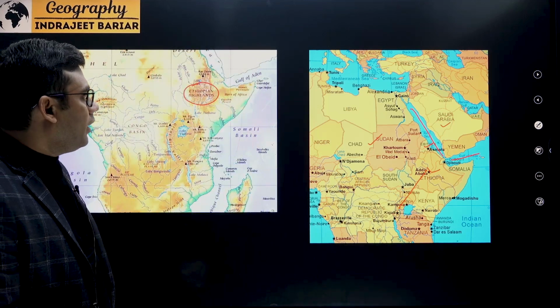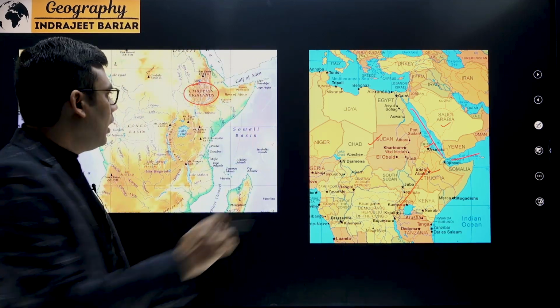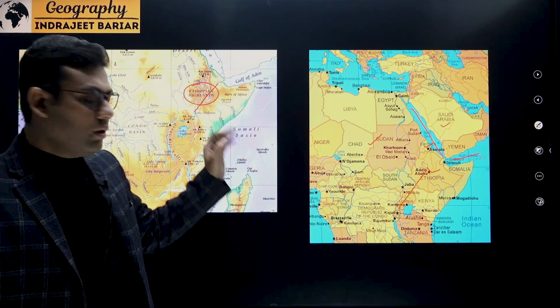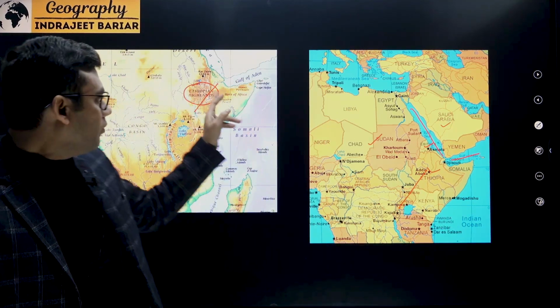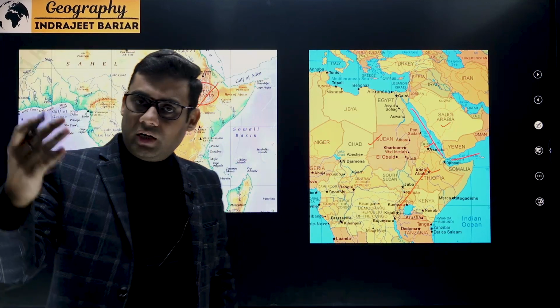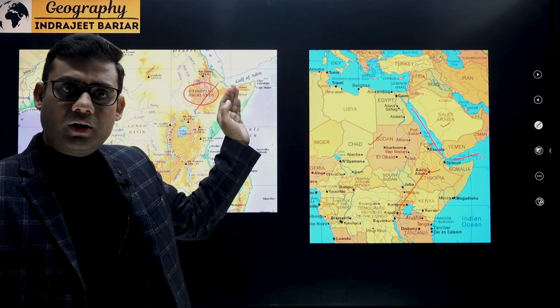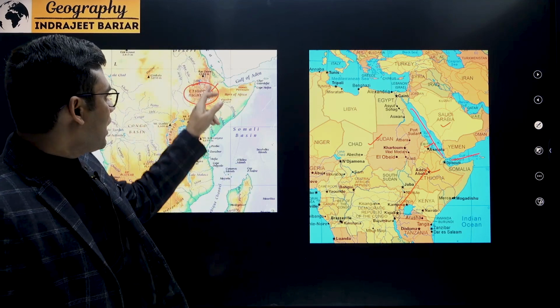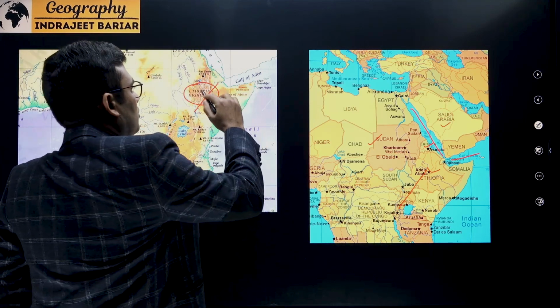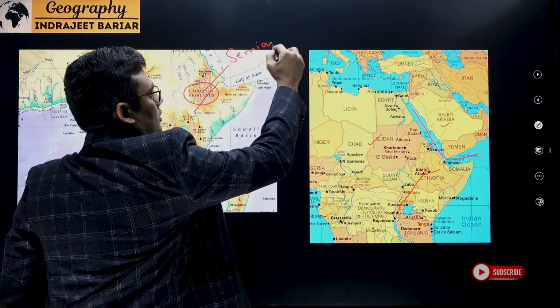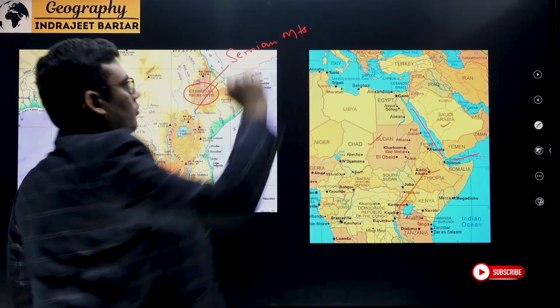This Ethiopian highland now is divided into two parts, the northwestern part and southeastern part. Now this northwestern and southeastern part are divided by the same Great African Rift Valley system. And over here, the northwestern part of Ethiopian highland is called as Abyssinian Massif. So with this Abyssinian Massif, as you can see in the map, this shows mountains over here, and these are the mountains that we call as the Samian mountains.